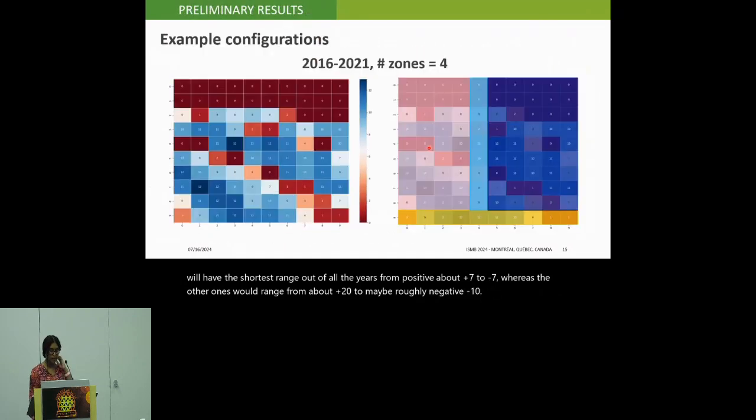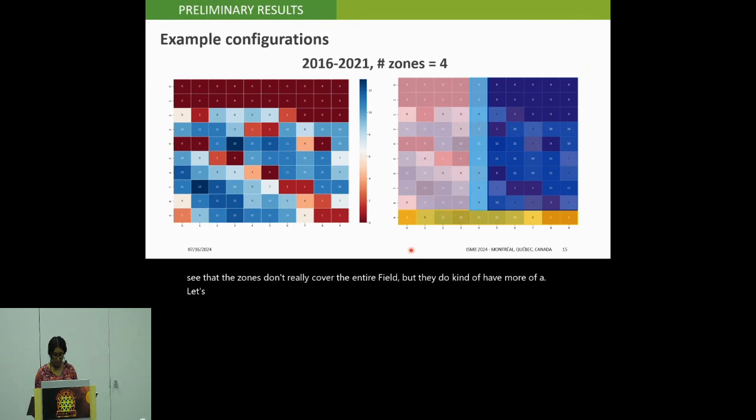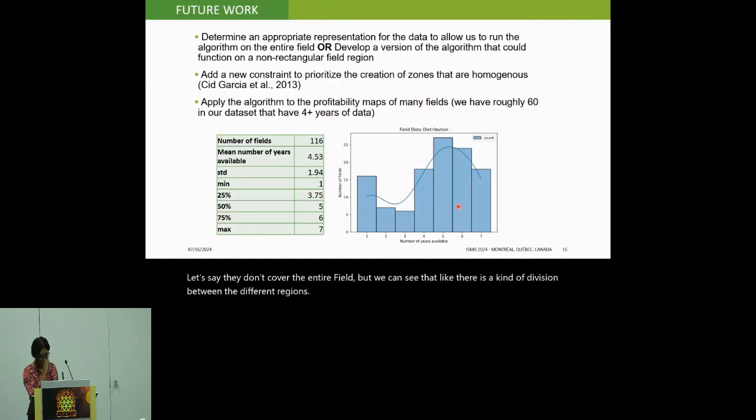And here's another example of an output configuration that was generated. So we see that the zones don't really cover the entire field, but we can see that there is a kind of division between the different regions.